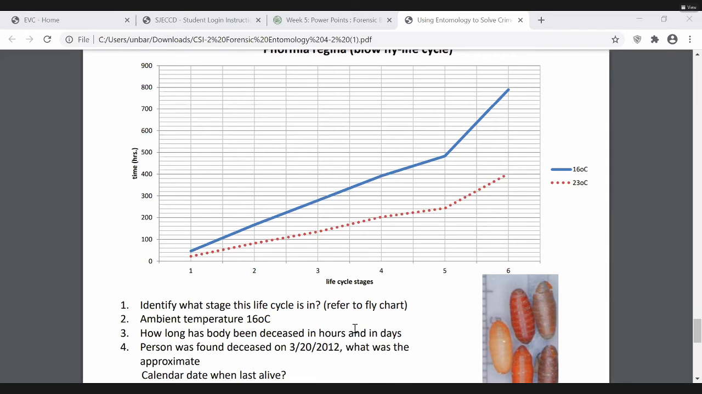And then it says how many days? Remember, there are 24 hours in a day. So you divide 480 by 24, which gives 20 days. So this person has been dead for 20 days. Then it asks, the person was found deceased on 3/20. What was the approximate calendar day the person was last seen alive? March 1st.